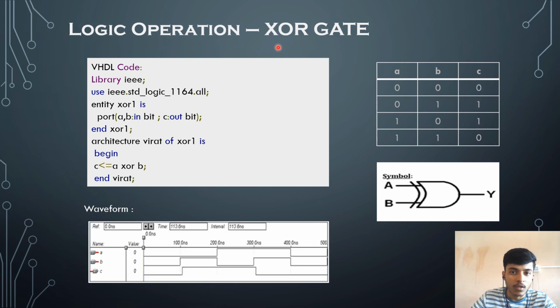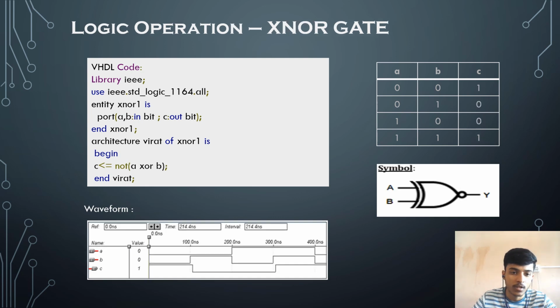Next is the XOR gate. In VHDL, XOR is also an inbuilt function which performs the XOR operation. Ports A and B are inputs, C is the output, and C is assigned as A XOR B. I am getting the output. For XOR, we know that if either input is 1, we get the output as 1, and if both inputs are the same, we get the output as 0. This is the logical symbol for XOR, and this is the waveform.